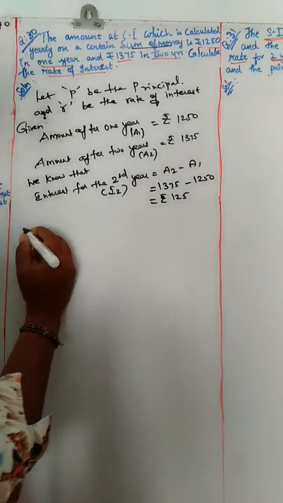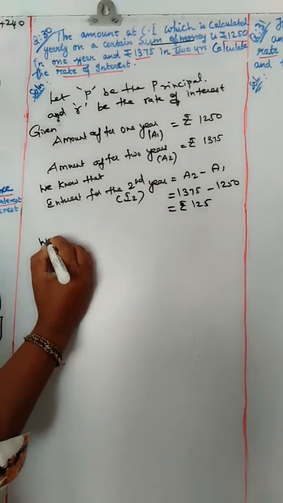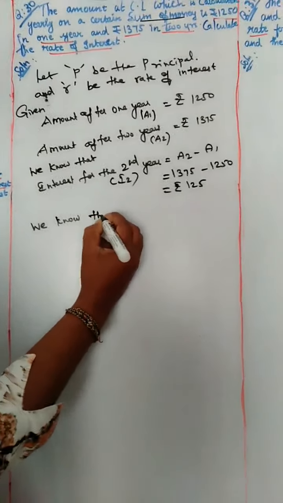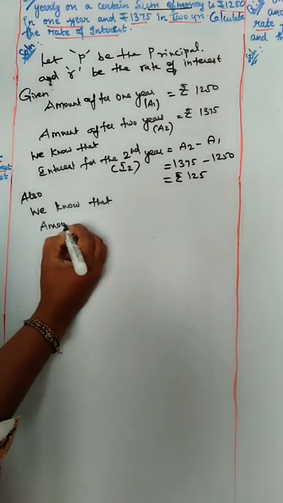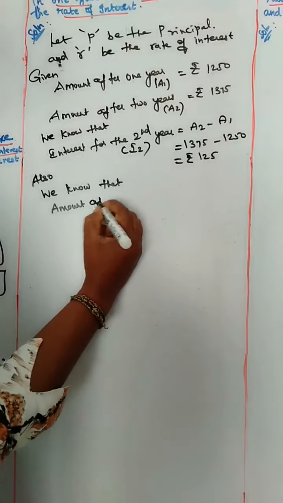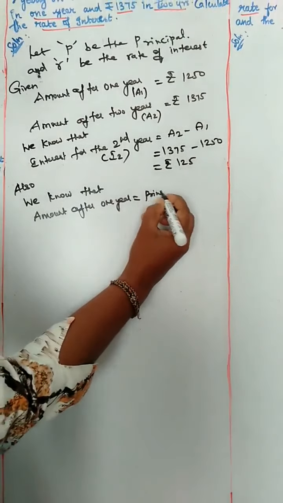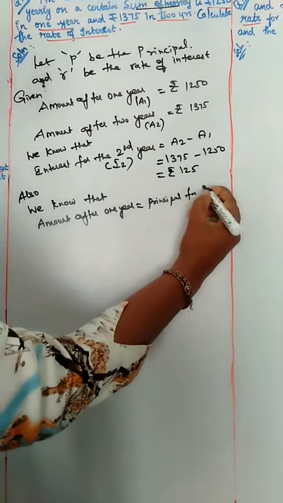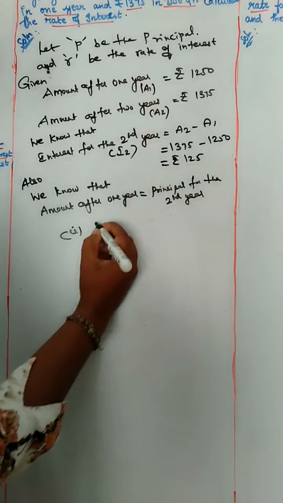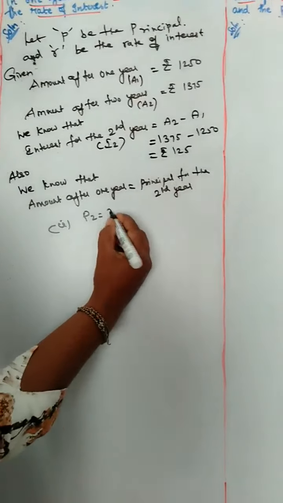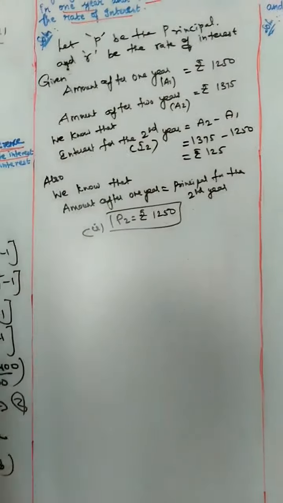Next, also we know that amount after 1 year equals the principal for the second year. That is, P2 equals rupees 1,250. P2 equals rupees 1,250, right?